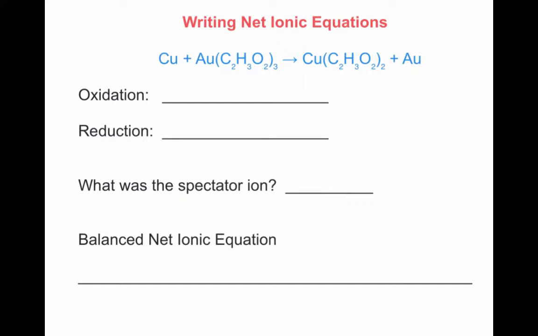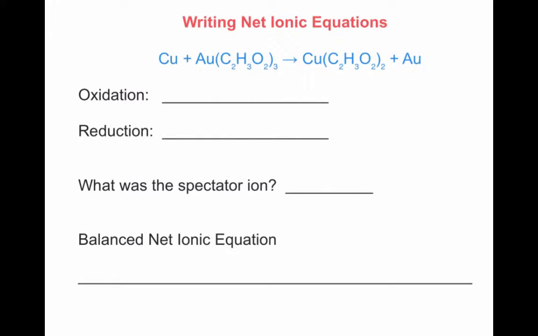Writing net ionic equations. Balance the reaction if needed, assign oxidation numbers, write the oxidation or reduction half reactions, and then write the net ionic equation. So the first thing that we're going to do here is see if we need to balance this equation.